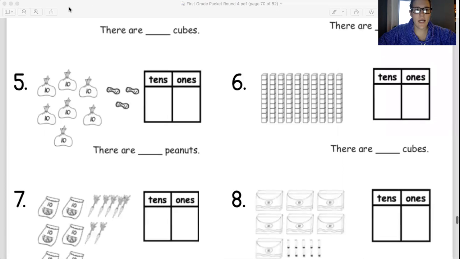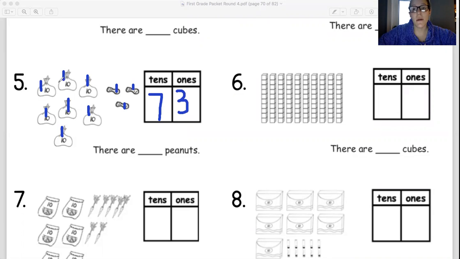Alrighty, let's go ahead and check numbers 5 and 6. Counting our groups of 10. How many groups of 10 do we have? 1, 2, 3, 4, 5, 6, 7. 7 groups of 10. Let's count our leftover peanuts over here. 1, 2, 3 ones, 3 leftovers. How many peanuts do we have all together?